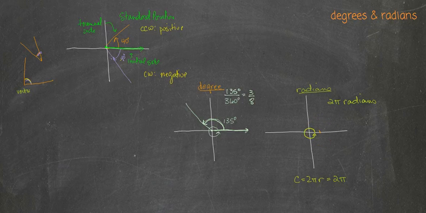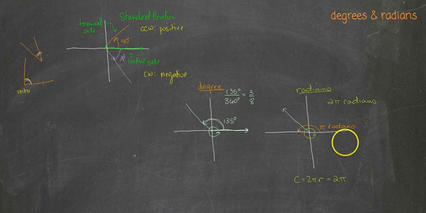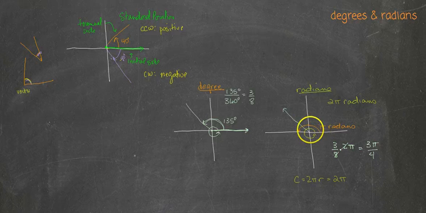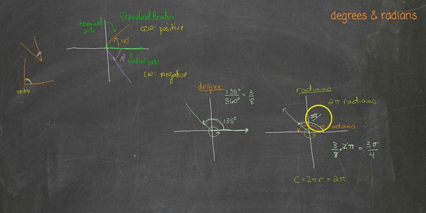And so all the way around a circle in radian measure is 2 pi units, 2 pi radians. That means we could describe halfway around as pi radians. Or we could describe the angle 135 degrees, which is 3/8 of the way around, in radians as 3/8 of 2 pi. The 2's cancel, so that would be 3 pi over 4. So the angle that we call 135 in degrees, we're going to call 3 pi over 4 radians.